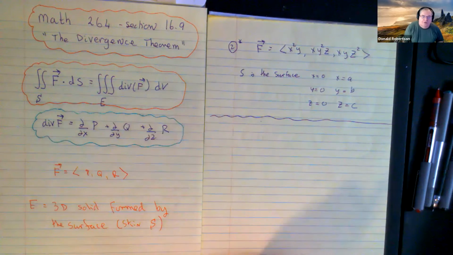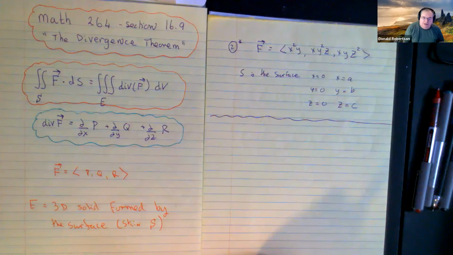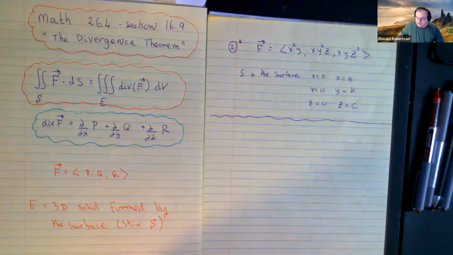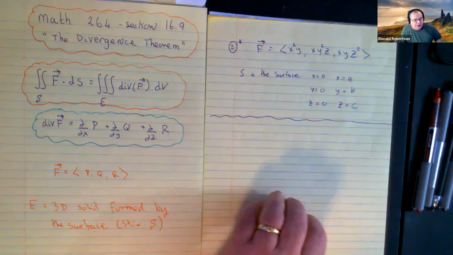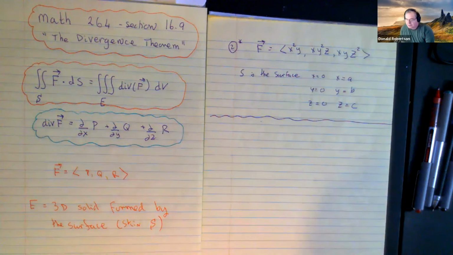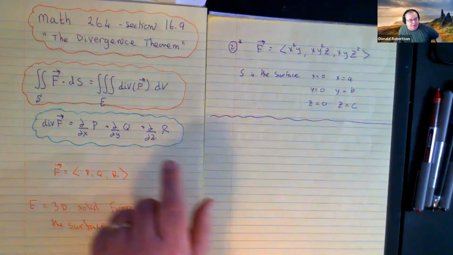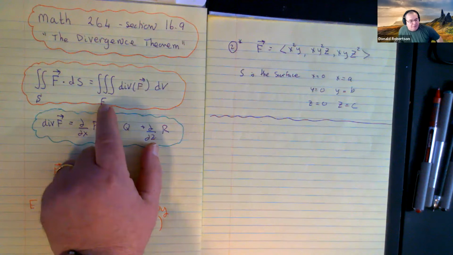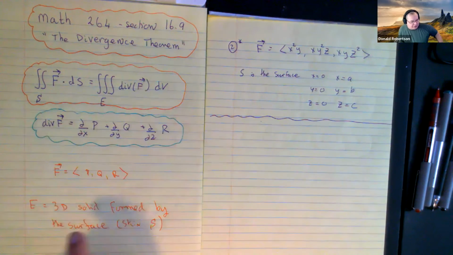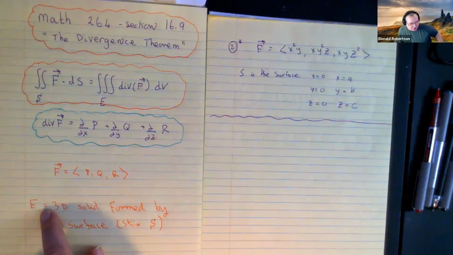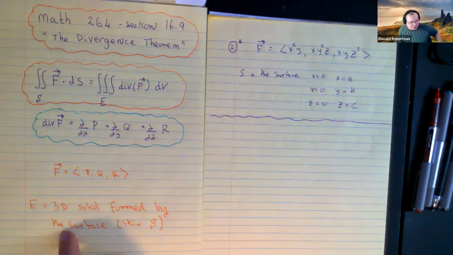dV could be, and very often is, dy dx dz. It'll have three variables in it. But it could be spherical, it could be polar as well. Depends on what the region looks like, what is the best way to represent it. The E that we're talking about here is the 3D solid formed by the surface S.